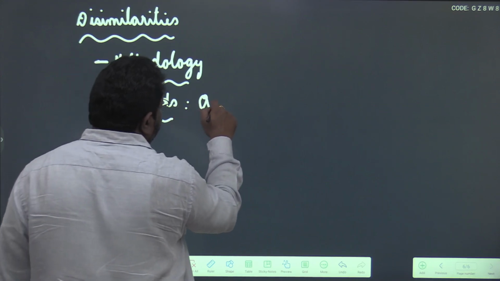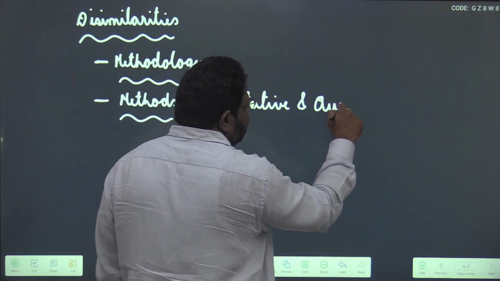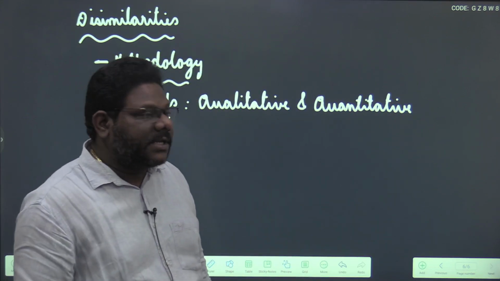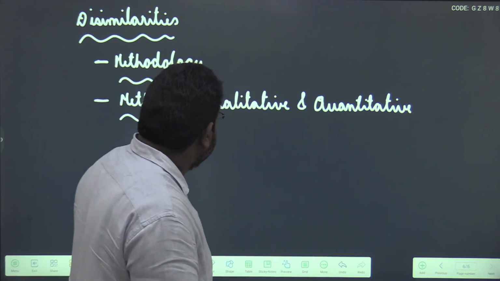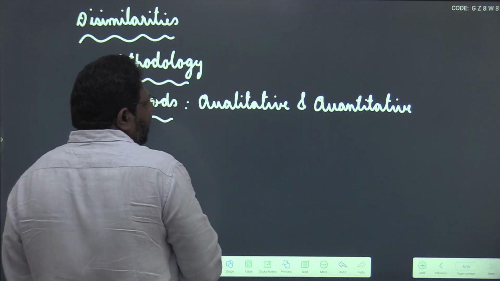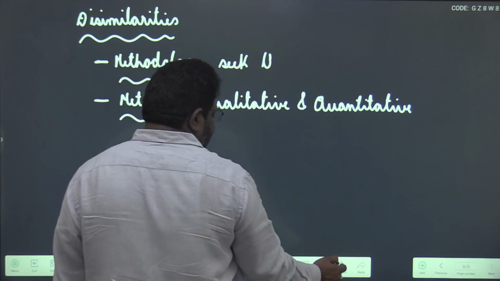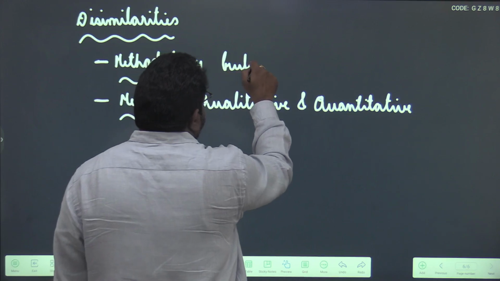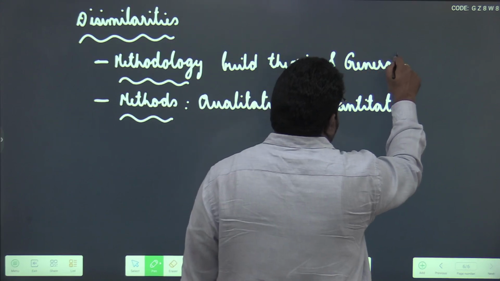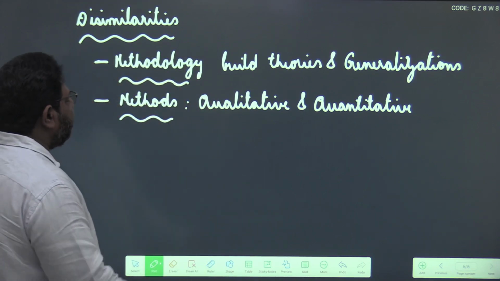Even the methods that we use are basically qualitative methods as well as quantitative methods, which you would have definitely studied in chapter 8, socio-cultural anthropology, like observation, case studies, genealogy, surveys, schedules, interviews, etc. So we are employing both qualitative as well as quantitative approach, and methodology is seeking or building theories and generalizations through fieldwork and participatory observation.